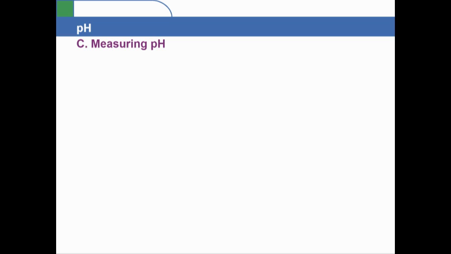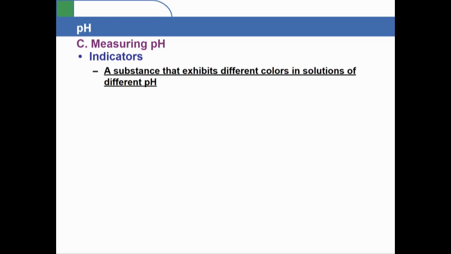Now, after those problems, just a couple more things about pH is, first of all, how is it measured? Well, there are a couple of basic ways of measuring pH. The first is through the use of indicators. Now, an indicator, we've used them before. An indicator is simply a substance that exhibits specific colors in solutions of different pH. And there's many, many different types of chemicals that can be used as indicators. Some are very specific, and so forth.